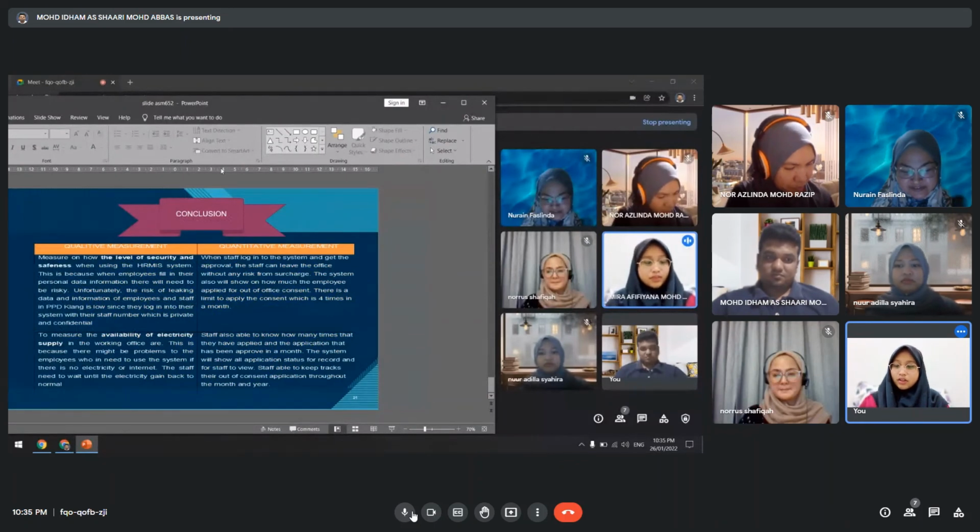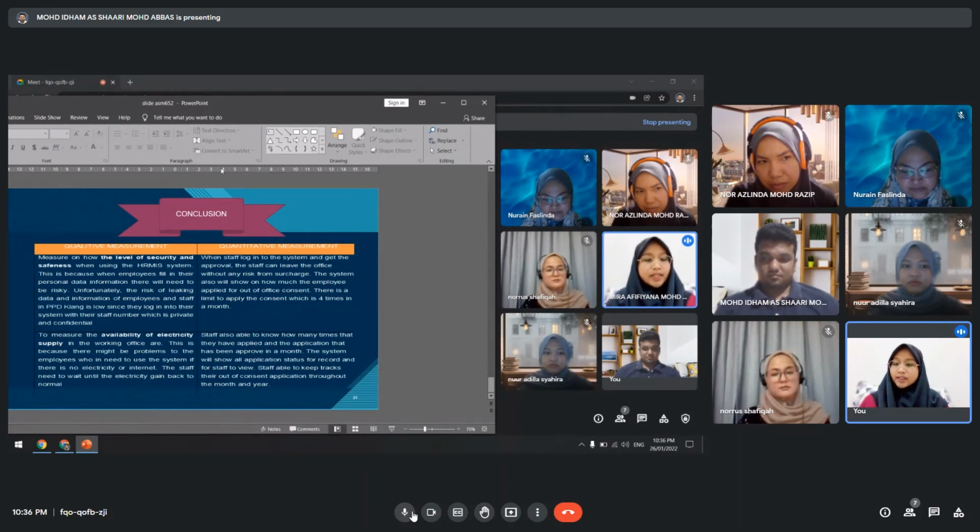Lastly, for the conclusion, qualitative measurement measures the level of security and safety when using the Hermes system. This is because when employees fill in their personal data, there is a risk. Fortunately, the risk of leaking data and information of employees and staff in PPD Klang is low since they log into the system with their staff number, which is private and confidential.